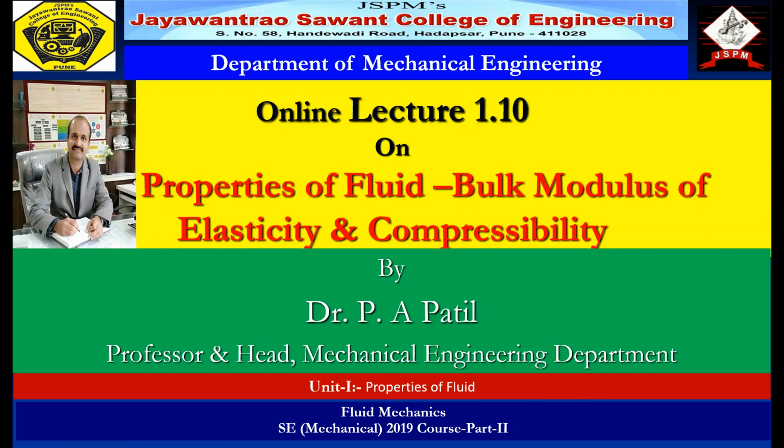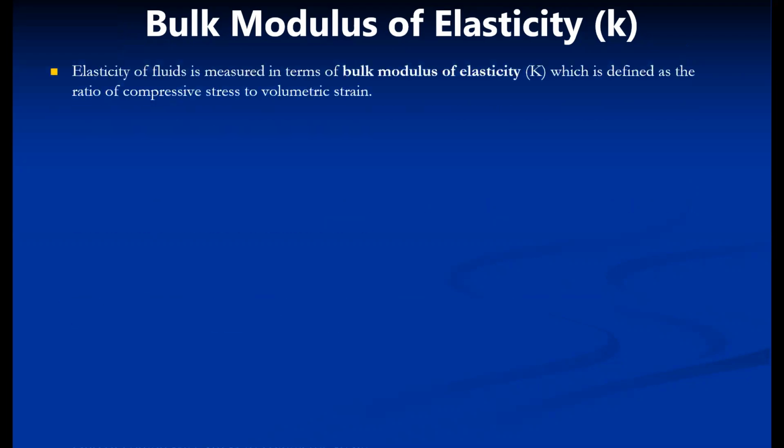In this lecture we are going to discuss another important property of fluid, that is bulk modulus of elasticity and compressibility. Bulk modulus of elasticity is analogous to the modulus of elasticity in solid. It mainly measures the elasticity of fluid, and it is defined as a ratio of compressive stress to volumetric strain.